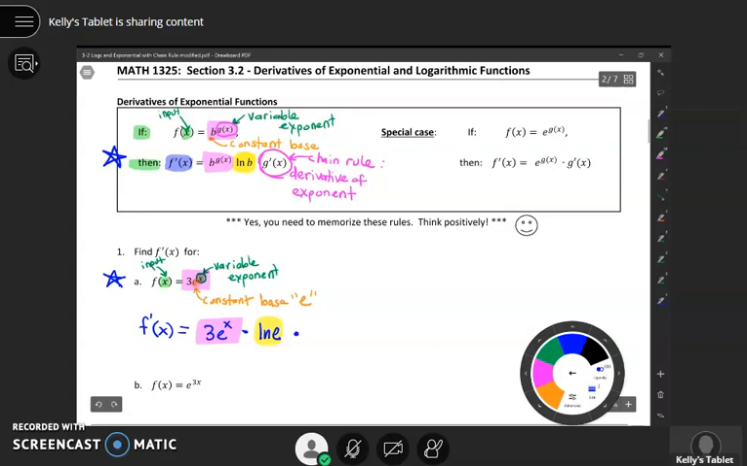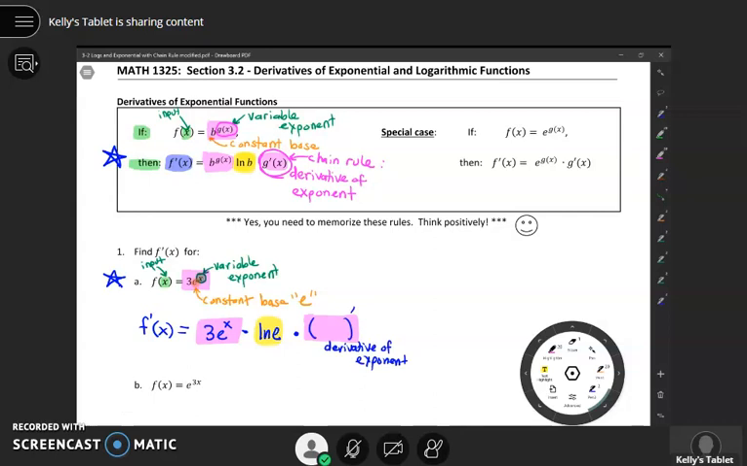And then I need to do my chain rule. My chain rule says I'm going to take the derivative of the exponent. My input went to the exponent. That's what made this exponential. So I'm going to tack on the derivative of my exponent. Well, the exponent in this case is just a plain old x. And when we learned the power rule, we all agreed that the derivative of a plain old x is just 1. So that's going to hold true here also.